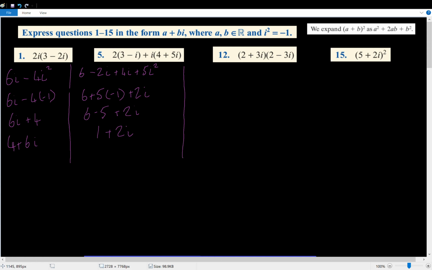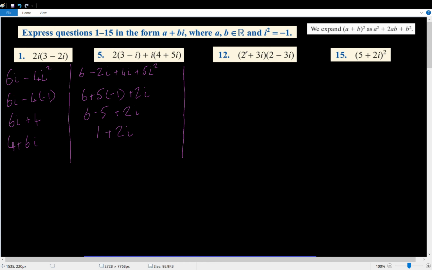Let's take a look at 12. In this case, we've got brackets to expand out. Now we can do this the long way out, and that's how I'm going to do this. But if you were looking carefully, you might have spotted that this looks like a factorization of a difference of two squares. And I will make a note of that at the bottom as to how that could be done.